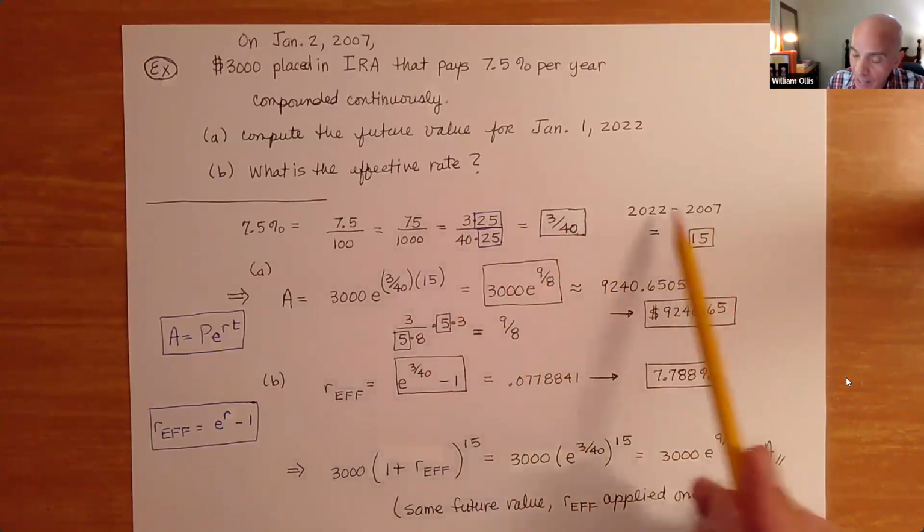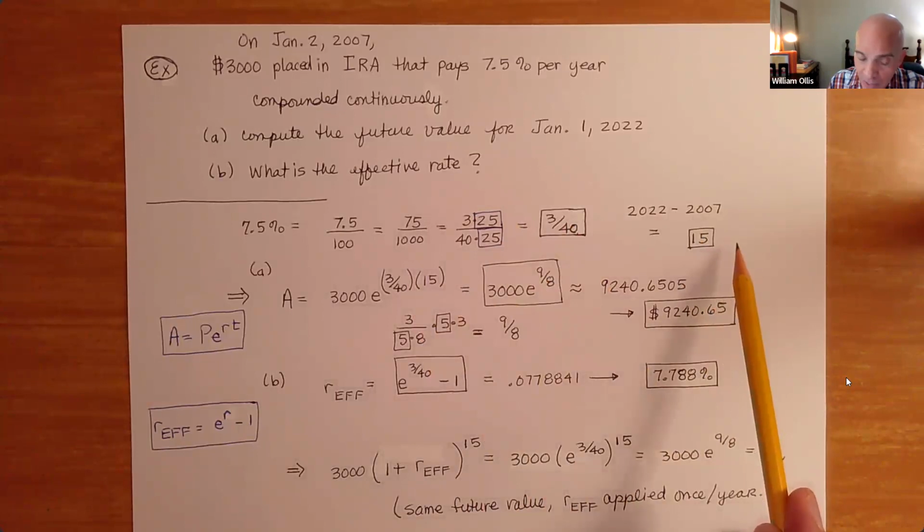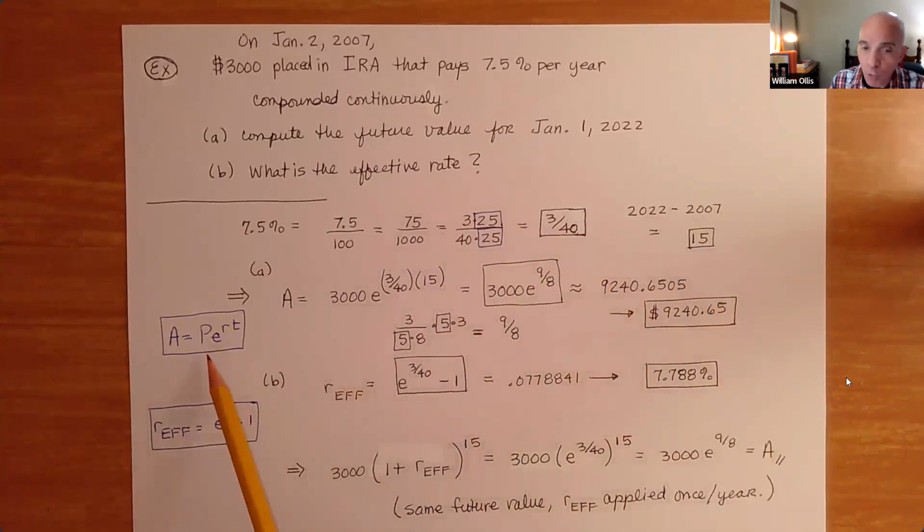And of course, what I did here was just to compute the number of years of our transaction. Now what we can do is use the Pert formula. So you're not going to find the application of the formulas to be difficult at all.